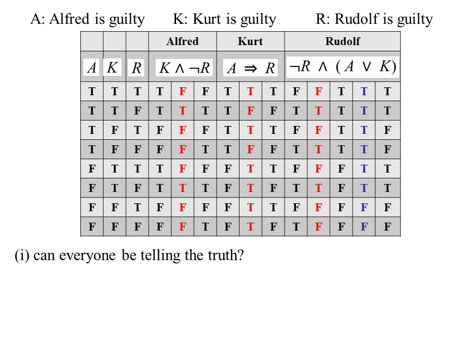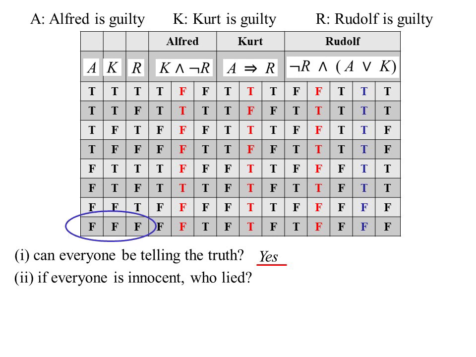Can everyone be telling the truth? So I'm looking for something where everyone is telling the truth. Here it is. Look, true, true, true. All three of them come up true. So yes, it is possible for all of them to be telling the truth. If everyone is innocent, who lied? If everyone is innocent, that means all three statements are false. So I'm looking at the false, false, false. Who lied then? Who has made false statements? Alfred did and Rudolph did.